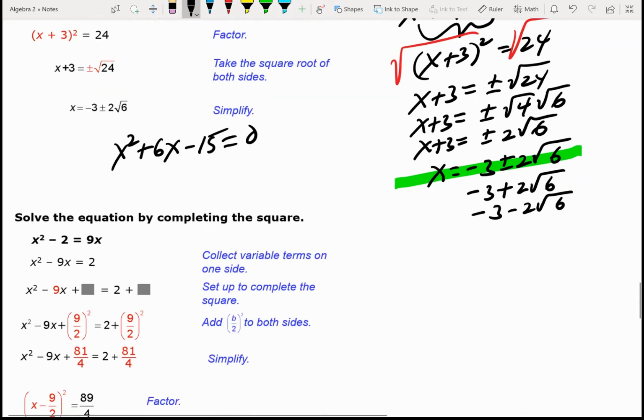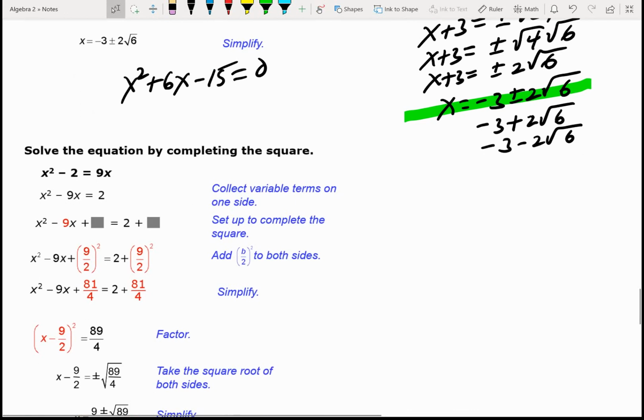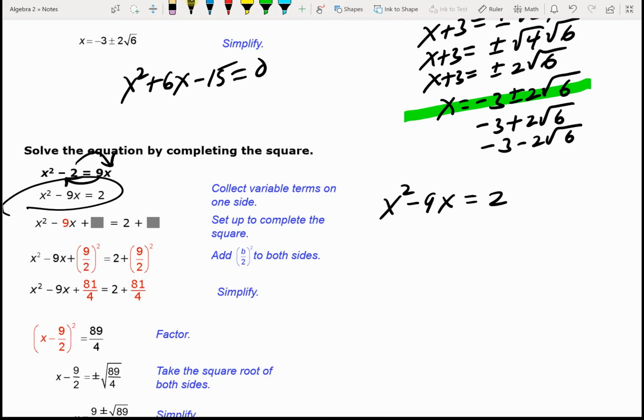So let's look at a couple more examples here. So here, x squared minus 2 is equal to 9x. Again, we want the quadratic term and linear term on the left. So I need to subtract 9x, and then I need to add 2 to both sides. So I move the 2 over and the 9x over. So x squared minus 9x is equal to 2. That's what we have.